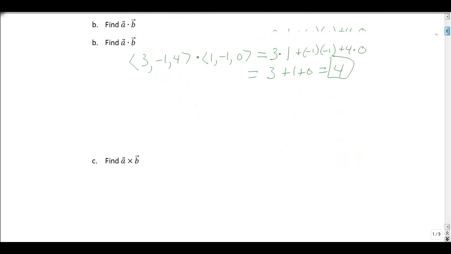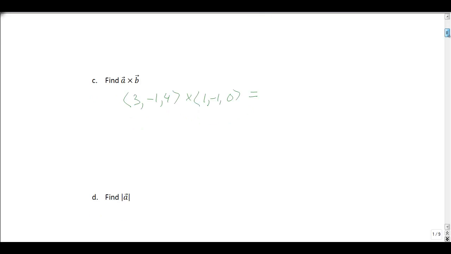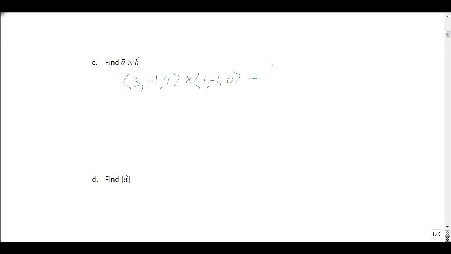Next question, we're going to do a cross product. Cross product of two vectors should give us another vector back. Got our A and B written down up here. So we're looking for ⟨3, -1, 4⟩ crossed with ⟨1, -1, 0⟩. There are a few different ways to do the bookkeeping for this calculation. I like to do this as a determinant of a matrix. We have i, j, k up here, and I put the first vector, ⟨3, -1, 4⟩, in the second row, and the second vector, ⟨1, -1, 0⟩, in the third row.